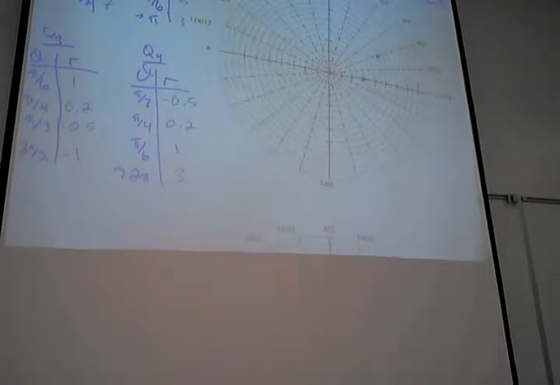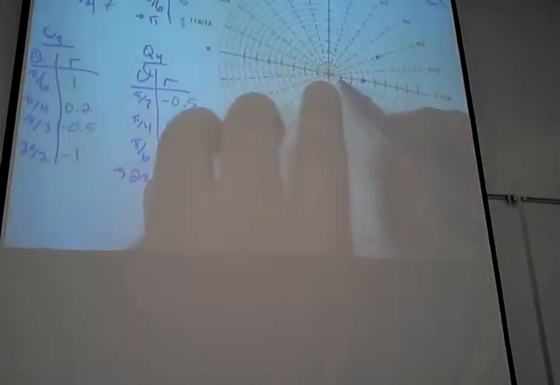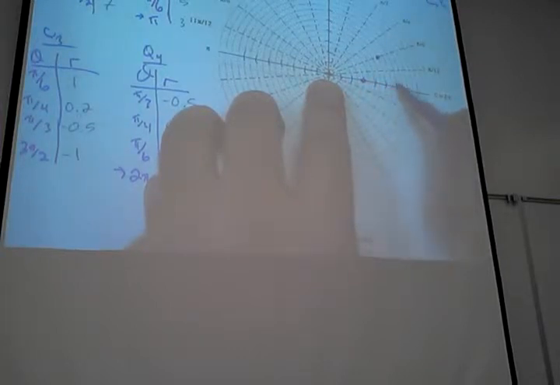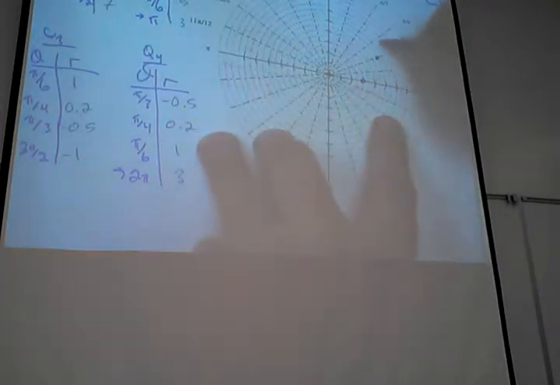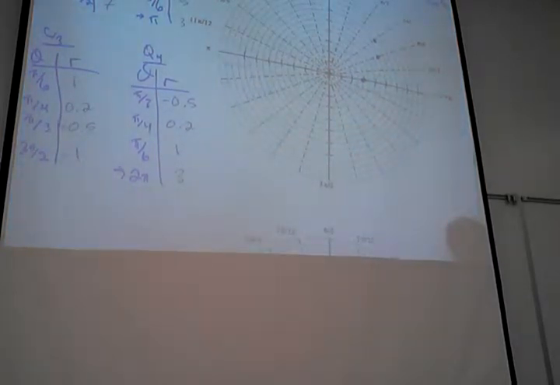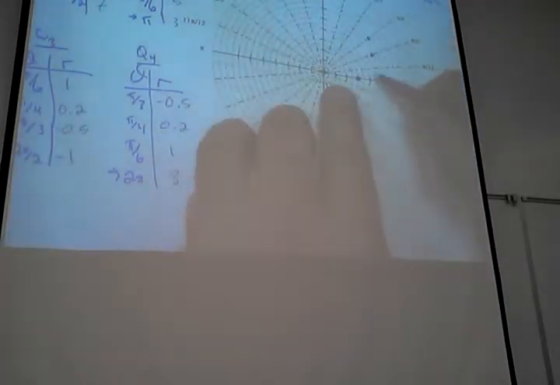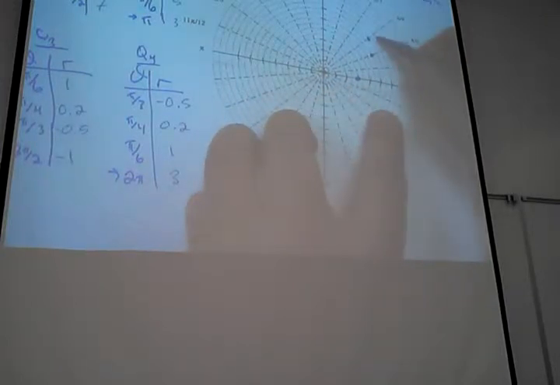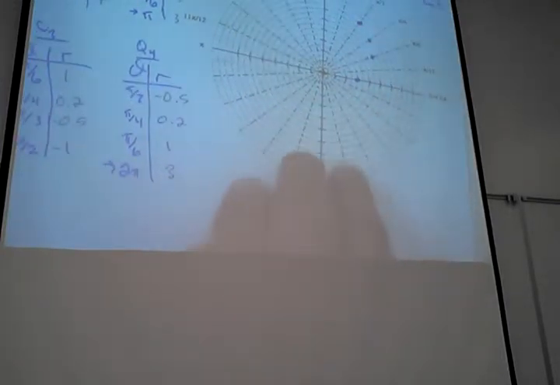Where am I at now? Pi over 4 is 5.8, so 5.8 is 1, 2, 3, 4, 5.8. So right there, I go to pi over 4. Pi over 3, 6.5, so now I got 1, 2, 3, 4, 5, 6.5. Pi over 3 right there. Bam.